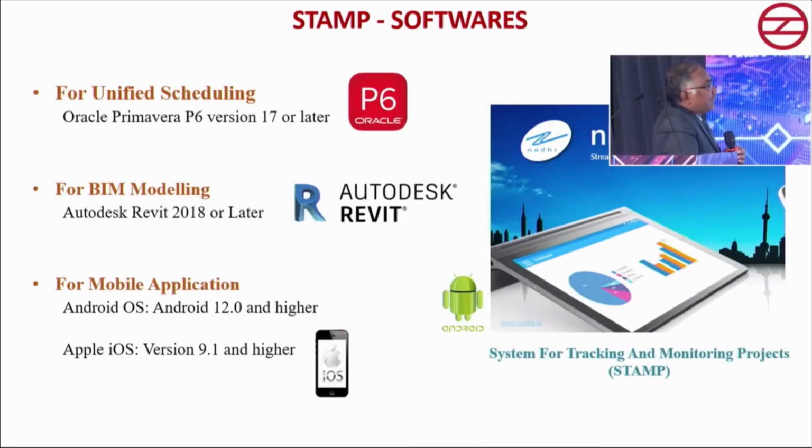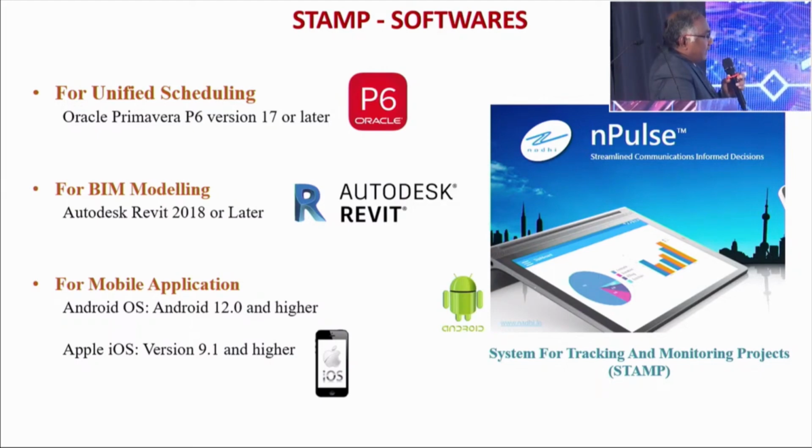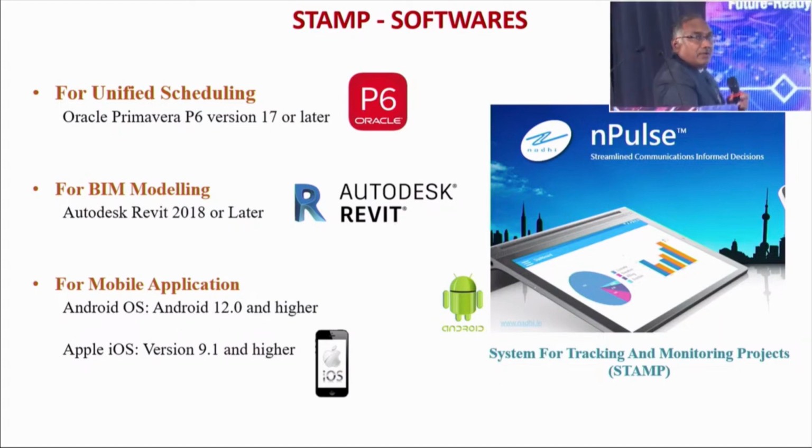These are the software we have used, which are available in the market: for unified scheduling, Oracle Primavera P6 version 17 or later; for BIM modeling, Autodesk Revit 2000 or later. The mobile application is available on both Android and Apple iOS. We use it for the digital dashboards, for integration with the BIM, and for the mobile app, NPulse. It is basically a commercial off-the-shelf solution that we customize completely to our requirements, particularly the metro requirement.